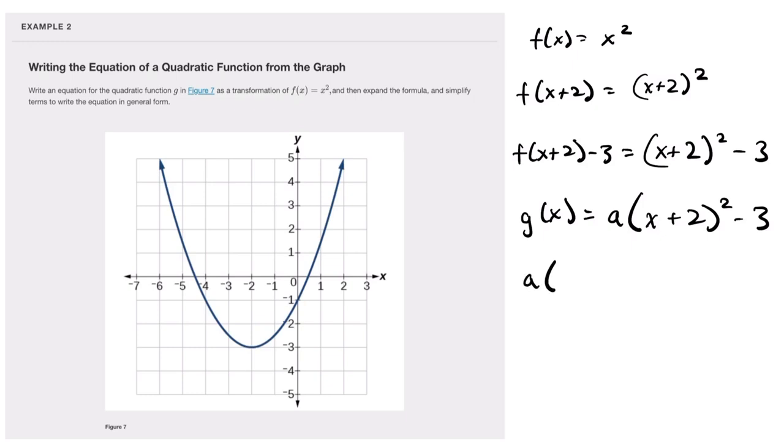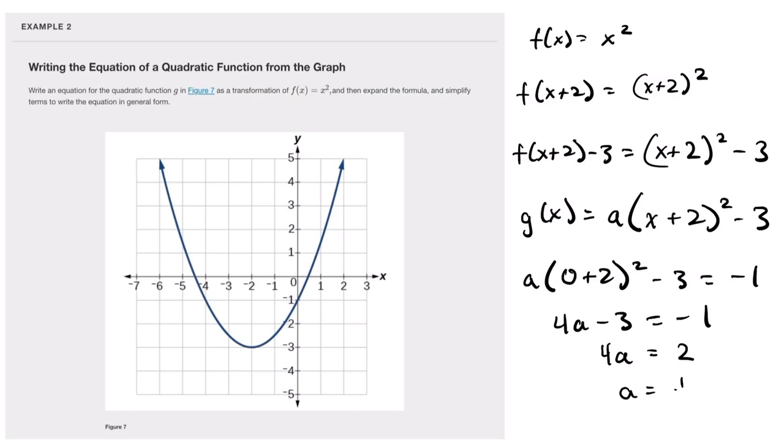So we're going to have a times (0 plus 2) squared minus 3. We said the result is negative 1. So that's 4a minus 3 equals negative 1. Add 3, 4a equals 2. Divide by 4, a equals a half. Okay, so it looks like our function g of x is 1/2 times (x plus 2) squared minus 3.